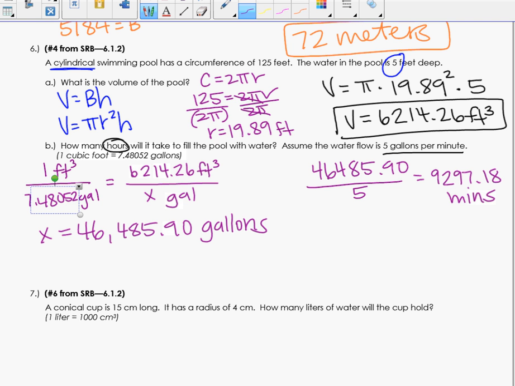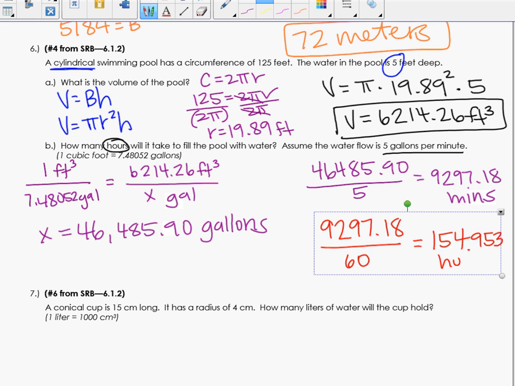So still, that's not the answer, because it's asking for hours. So now I say to myself, okay, well, how many minutes are in an hour? There's 60 minutes an hour. So 9,297.18, I'm going to divide that by 60 minutes, and I get 154.953 hours. So that's your final answer. It's going to take 154.953 hours. So just a quick recap on what happened there.